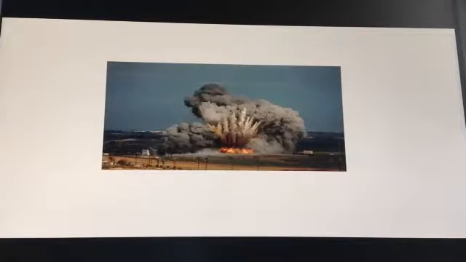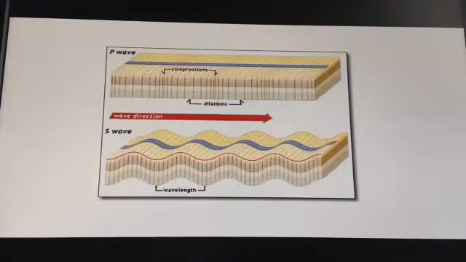Seismic waves are not only produced by earthquakes, explosions also produce the types of waves that we're going to need to study for our GCSE physics, those S and P waves. P waves, primary waves or compressional waves, are longitudinal. I remember these as push and pull waves. S waves, secondary waves or shear waves, are transverse. I remember those as shaking waves.